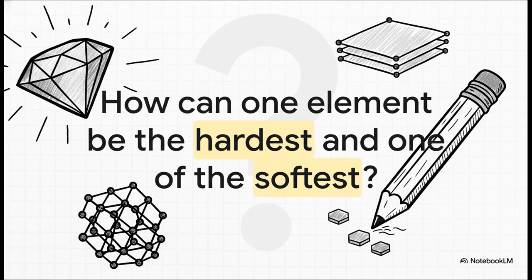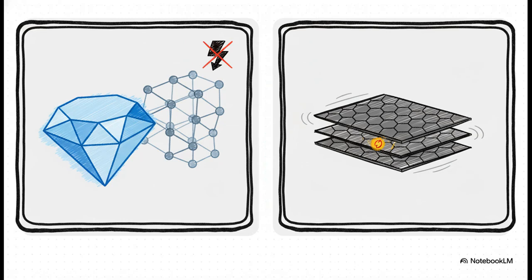How can one single element, pure carbon, give us a diamond, something that can cut through pretty much anything, and at the same time give us the graphite in a pencil, which is so soft it's designed to just rub right off onto a piece of paper? It feels like it shouldn't be possible, right? Well, the answer is one of the coolest and most fundamental ideas in all of material science. And when you lay it all out, the differences are just wild.